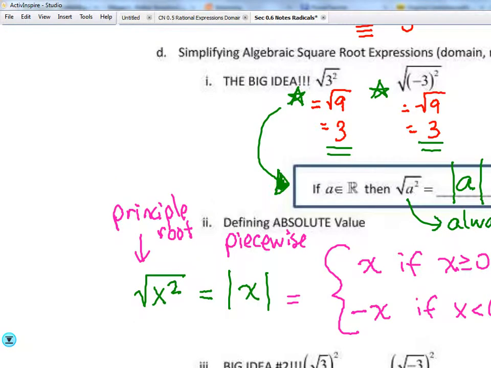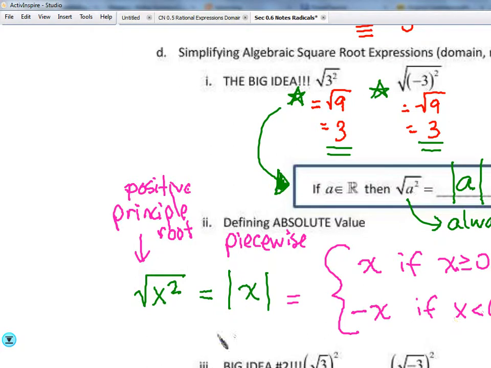Okay, so basically what we've learned from this big idea here is that the square root of a squared, when the square is underneath of the absolute value, we need to remember that that is the principal root, which is always positive. And when that is always positive, we need to remember that despite what x is, whether x is positive, negative, or 0, because 0 will work as well according to this definition, that what we want to return is the absolute value of x.